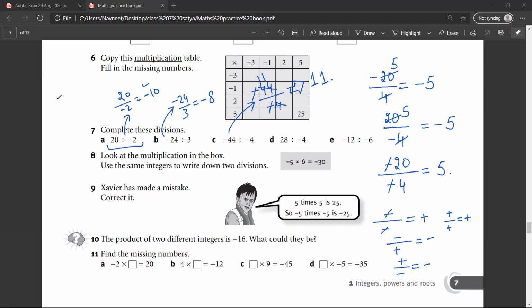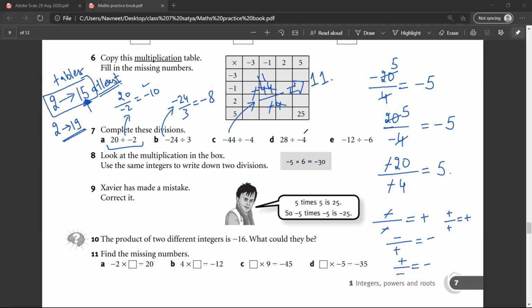Satya, you need to practice tables from 2 to 15 at least. Okay, sir. 2 to 15 tables. See, if you can go from 2 to 19, that will be perfect. But at least till 15, you should be very clear with your tables.